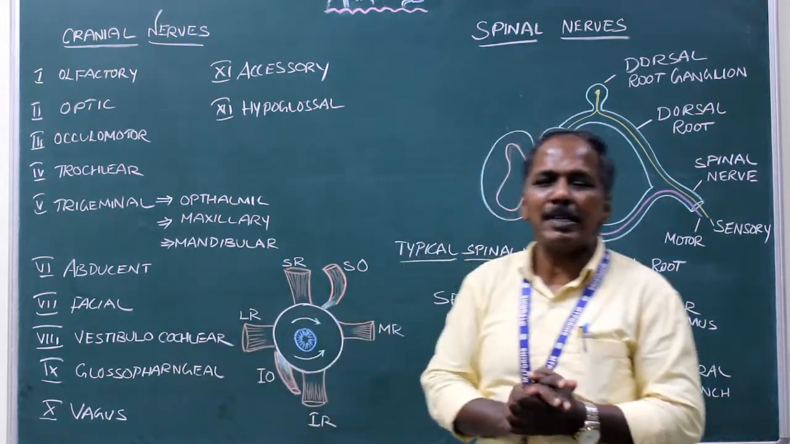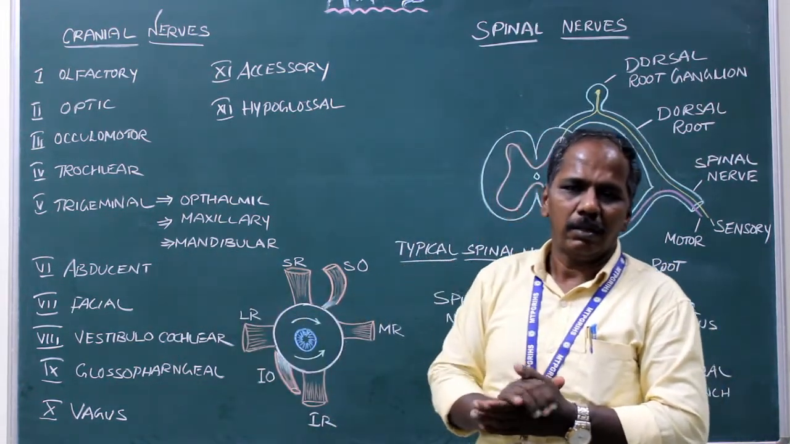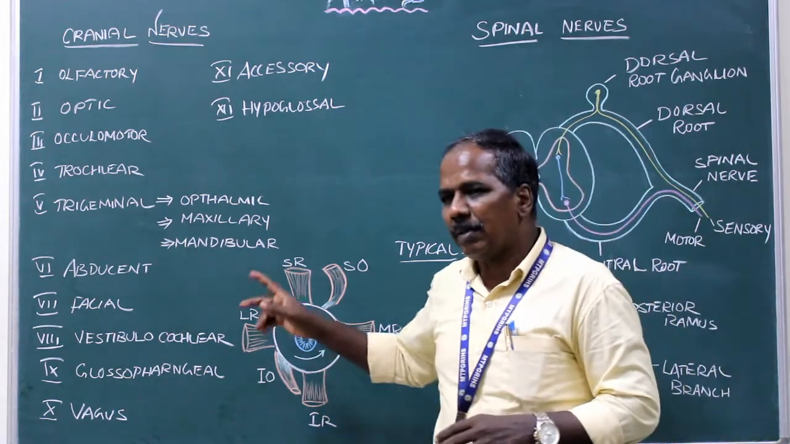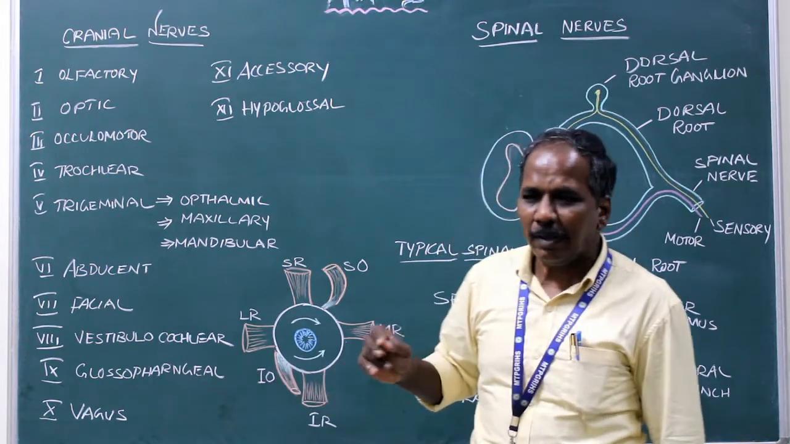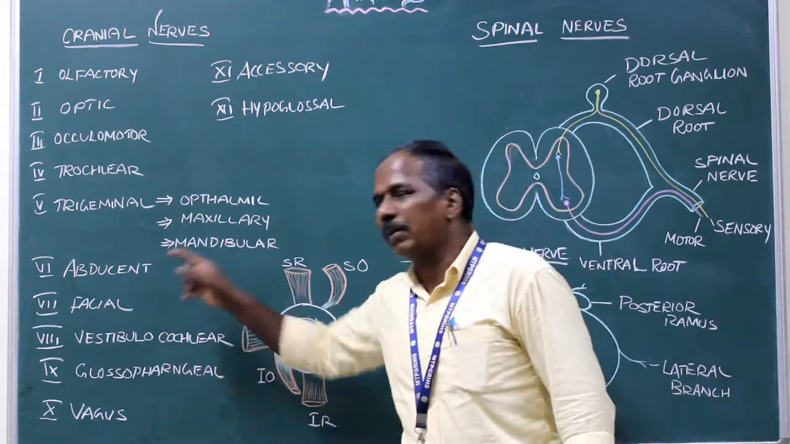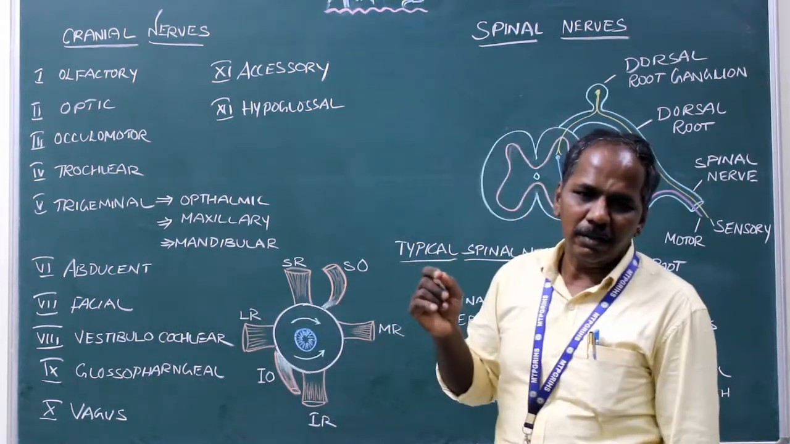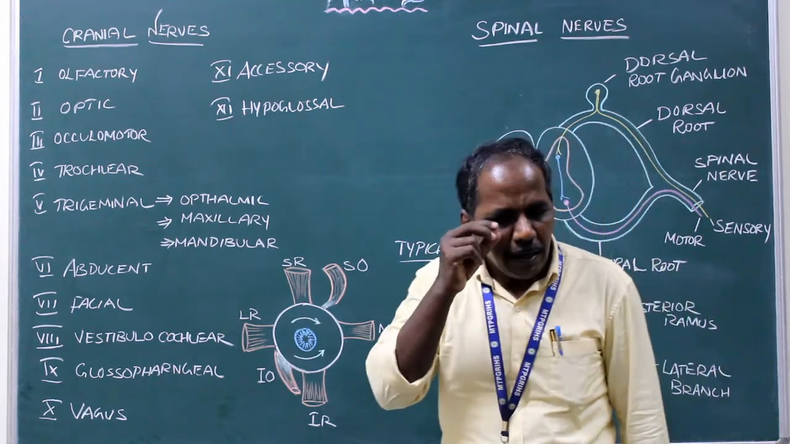Abducent nerve, it is the sixth cranial nerve. It supplies a muscle of the eyeball, the lateral rectus. Injury to the abducent nerve results in medial squint.